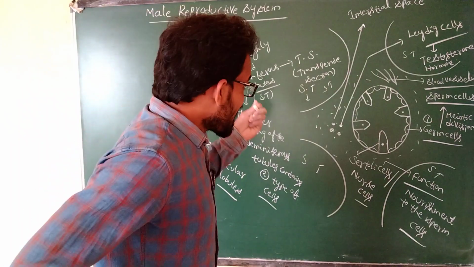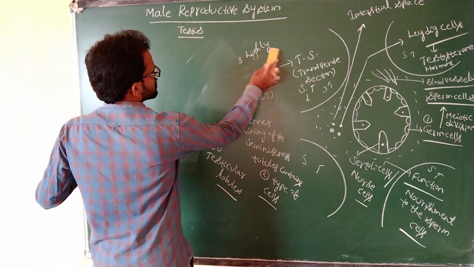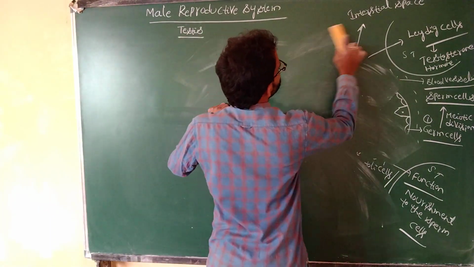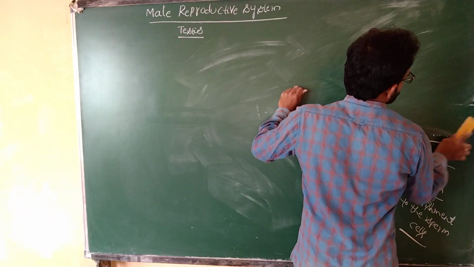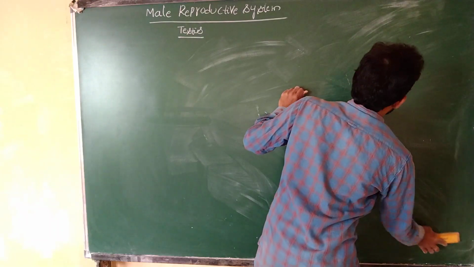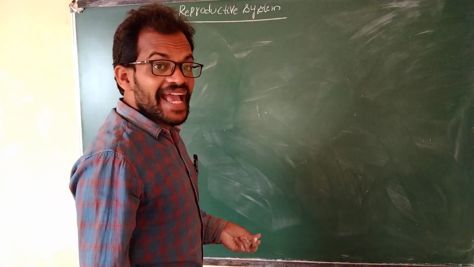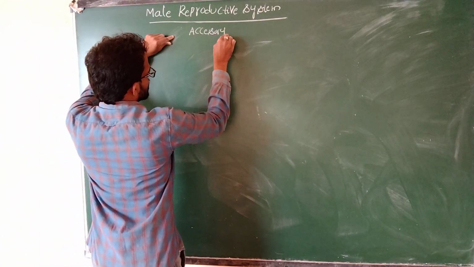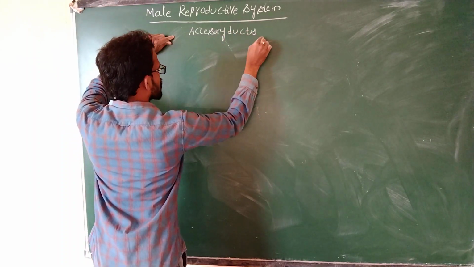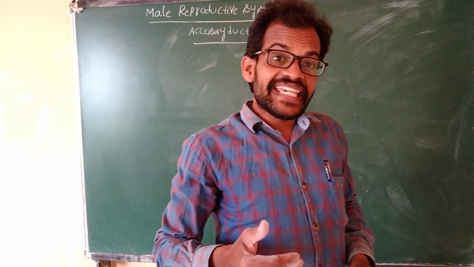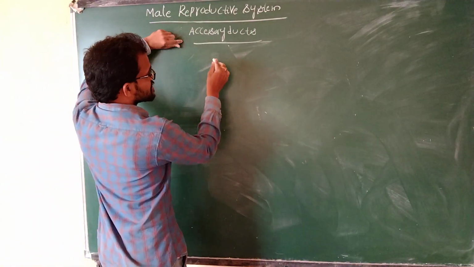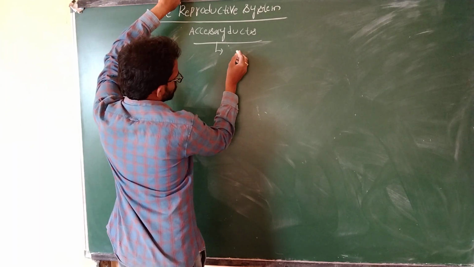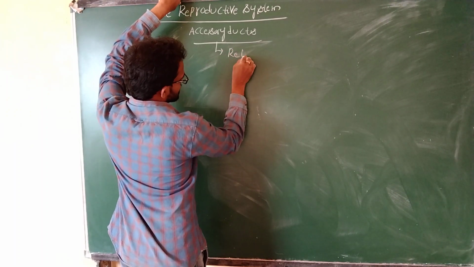Okay, the next one, the accessory structures. The accessory ducts. What are the accessory ducts? Accessory ducts means extra ducts. What are the extra ducts? First one, rete testis.